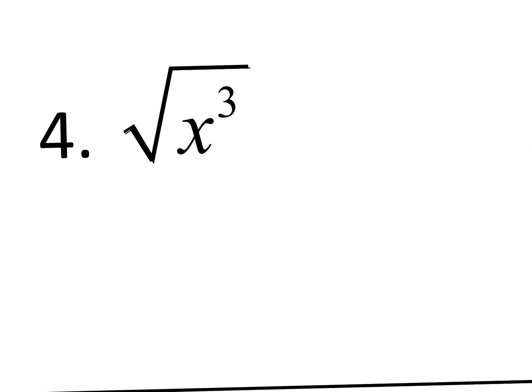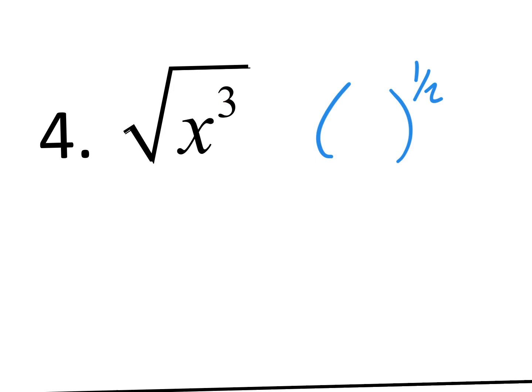Now, we know that the square root is the power of 1/2. So we want this to be divisible by 2, right? Yeah. If it were a third root, we'd want it divisible by 3. If it were a fifth root, we'd want it divisible by 5. This is a square root. We want it divisible by 2, but it's not.